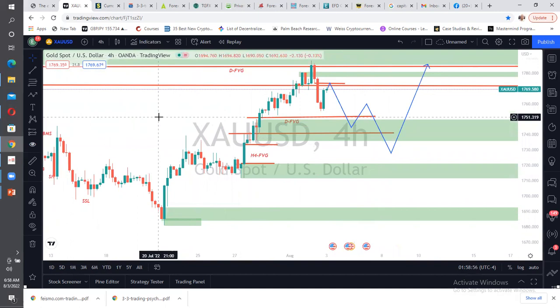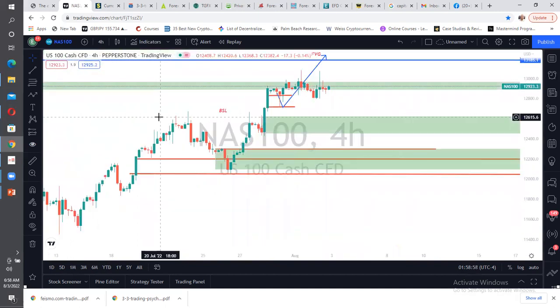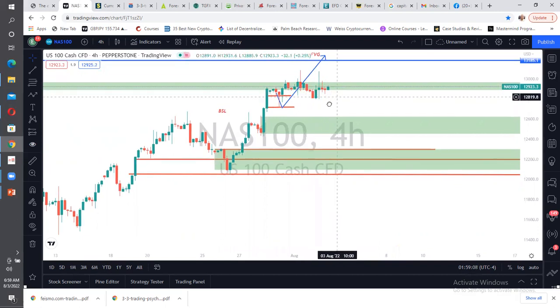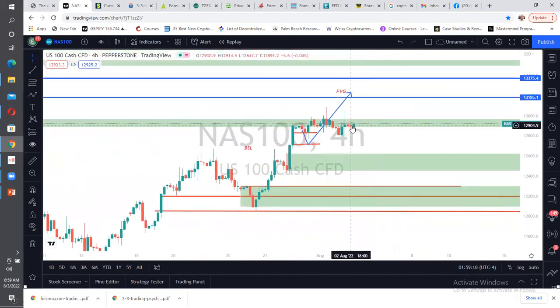Then let's go to the next one, which is Nasdaq. Nasdaq has performed as we anticipated, traded into this level, then pull here, then begin to dance around this side and still maintain this particular analysis that it will get to this particular level before it start pulling back.